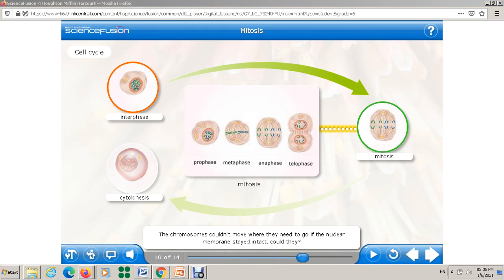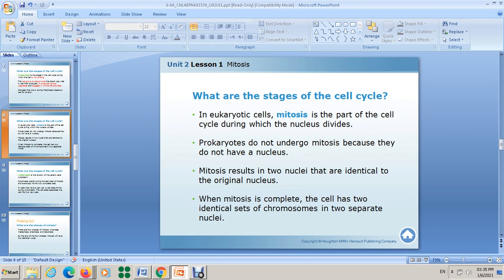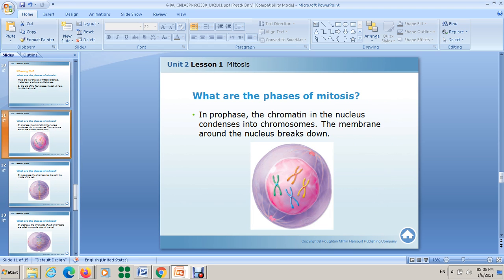So if I want to talk about the phases of mitosis, let's start with prophase, which is the first one. In prophase, look at this one here, the chromatin in the nucleus condenses into chromosomes. They will be X-shaped. The membrane around the nucleus breaks down. So write down the things that happen in the first stage of mitosis, which is prophase. The first one, chromatin condenses into chromosomes. Second, the membrane around the nucleus breaks down.